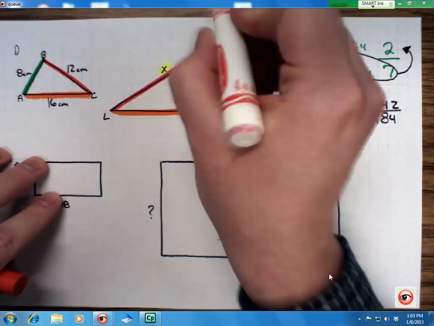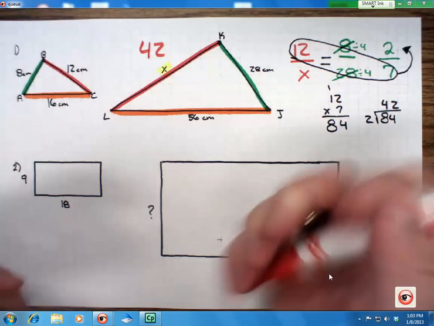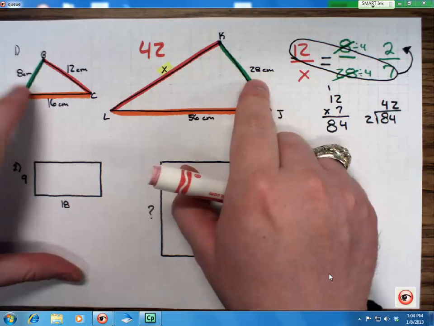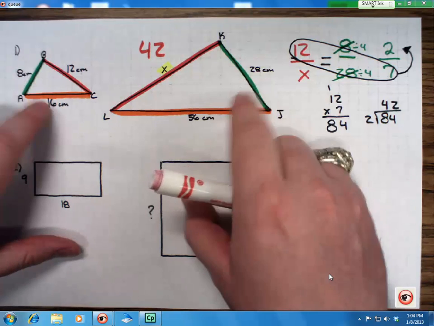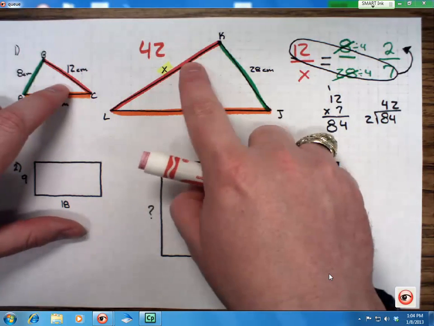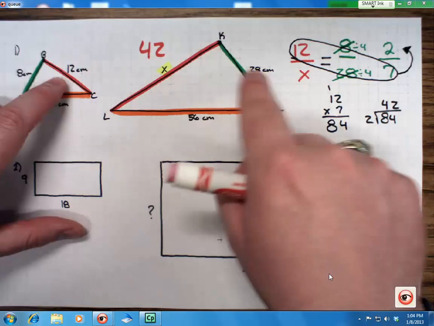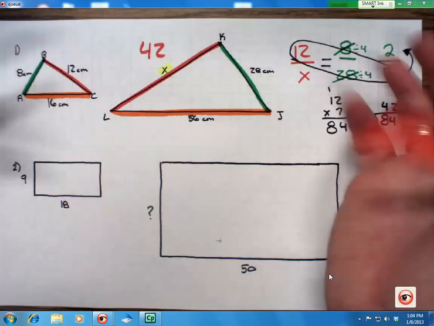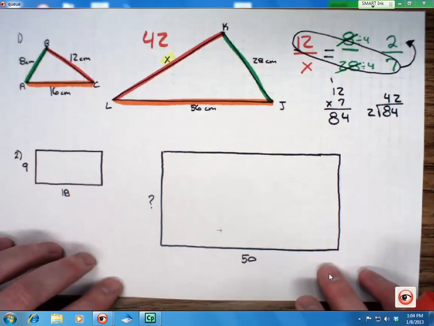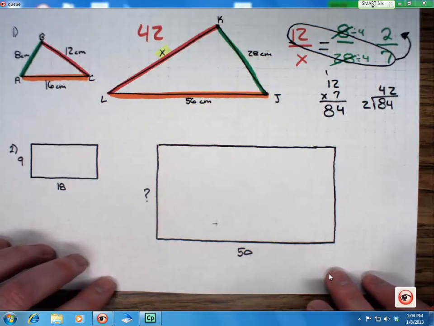If you look at it, we can just use our common sense to check that. Our short side on our triangles is 28 and 8. That makes sense. Our long side is 56 and 16, which makes sense. So that means our red side is our medium side, and 42 is in between 28 and 56. So that certainly seems reasonable. All right, let's move on to number 2.